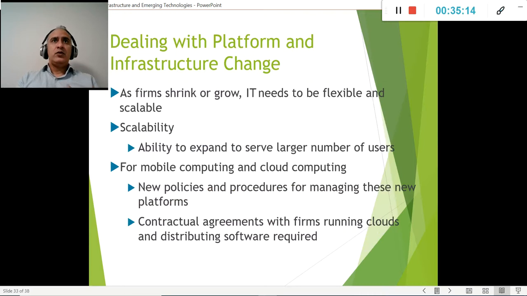Very good. So now let's talk about dealing with platform and infrastructure change.